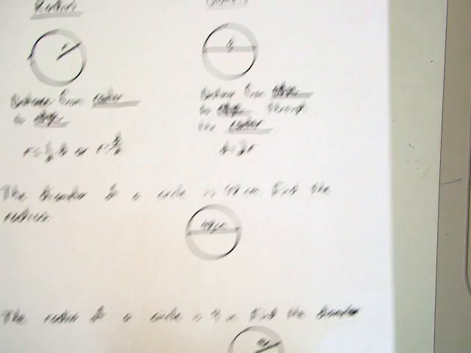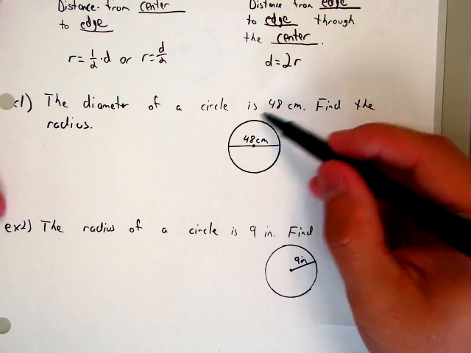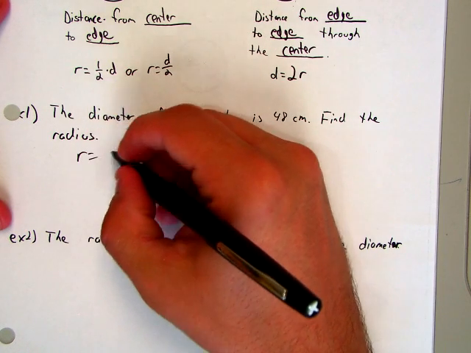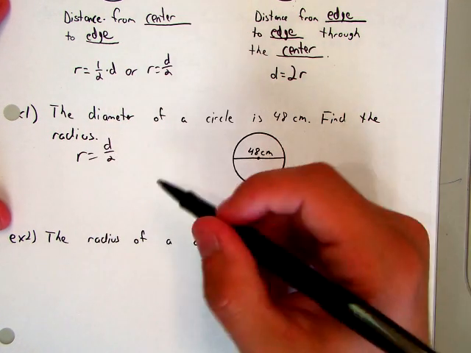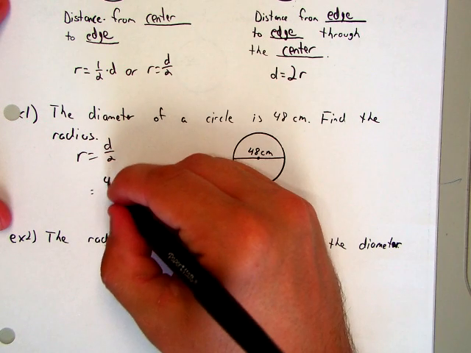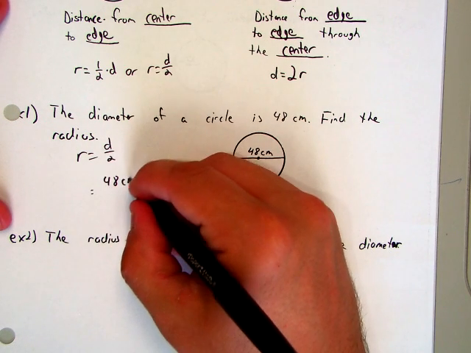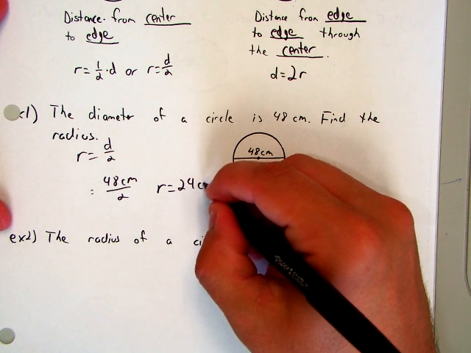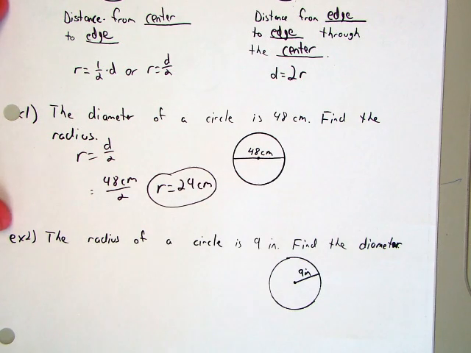So for example, if it says the diameter of a circle is 48 centimeters, find the radius. So I would use this formula here, because I know what the diameter is and I want to find the radius. Substituting values in, I have 48 centimeters divided by 2, so the radius is 24 centimeters.